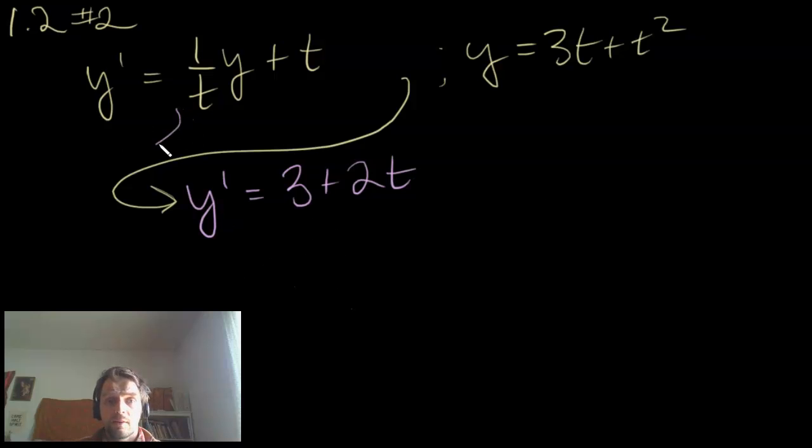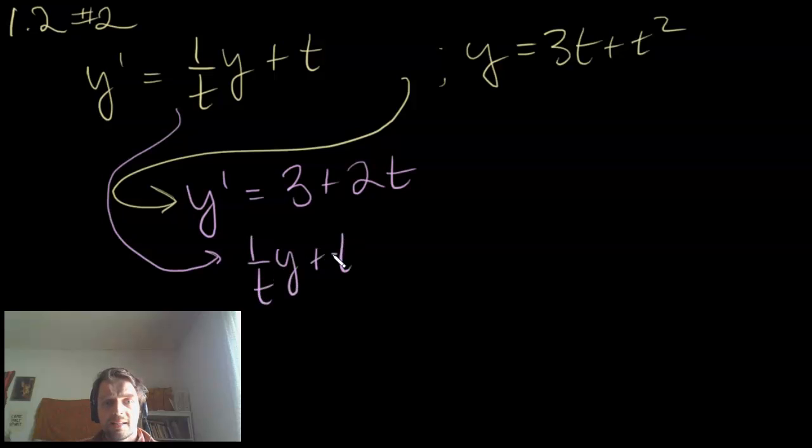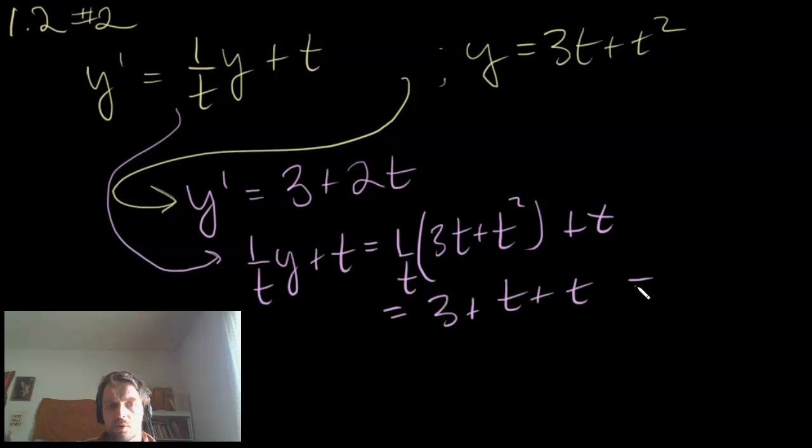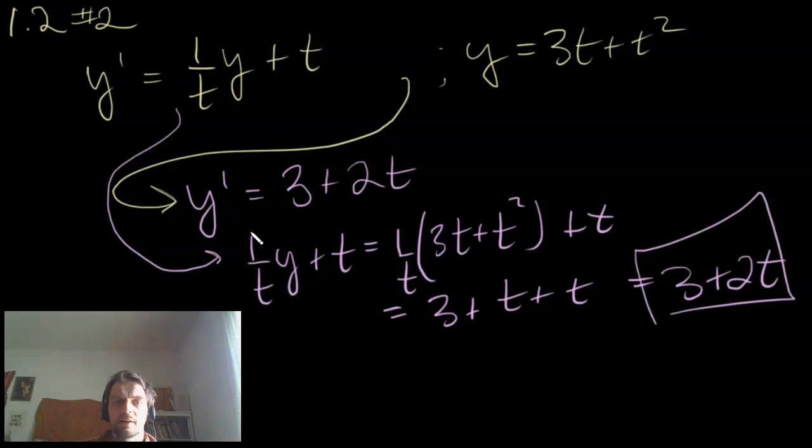And if we plug in this y into 1 over t times y plus t, this gives us 1 over t times, plugging in 3t plus t squared for y, plus t. This would simplify to 3 plus t, or 3 plus 2t. So because this matches with this, it's verified.